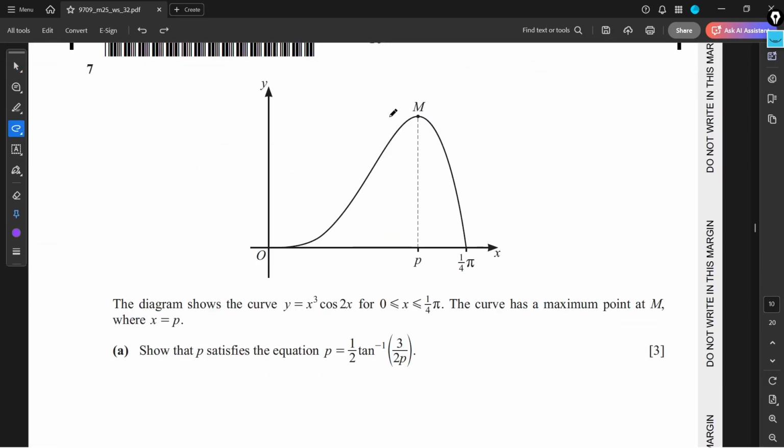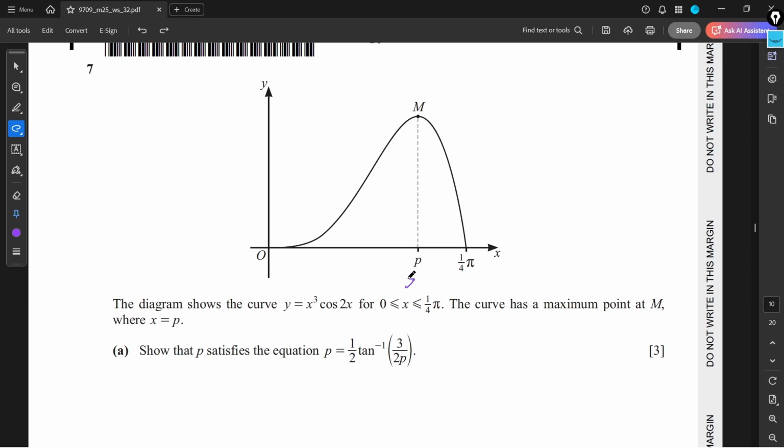And now for the next question, we are having this diagram for which we are having this curve and x values lie in between 0 to pi by 4. And in between that, there is also a point M, which is a stationary point, which is a maxima, at which the x coordinate becomes equal to P. And in the first part of this question, we are asked to show that this P satisfies this equation.